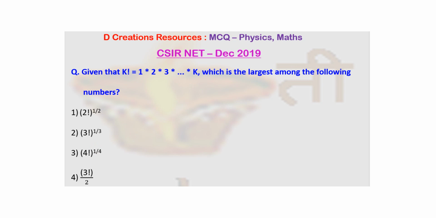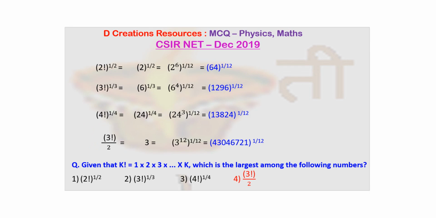And how do we do that? So 2 factorial raised to half. What is 2 factorial? 2 factorial is just 2 into 1, because factorial has been defined here. k factorial is k into k minus 1 and so on up to 1, and it's a typical definition. So this is 2 raised to half.